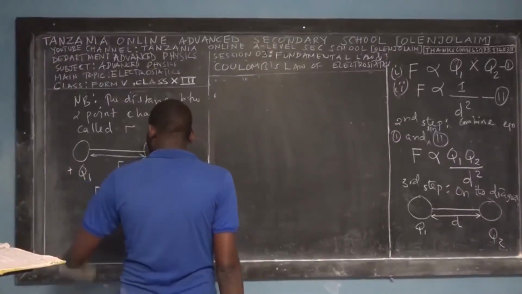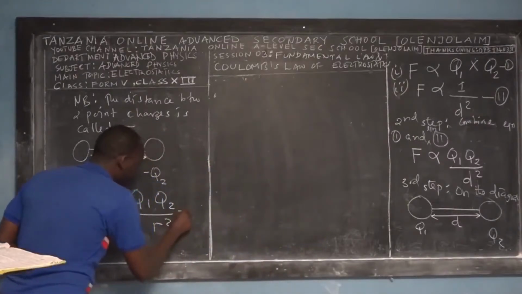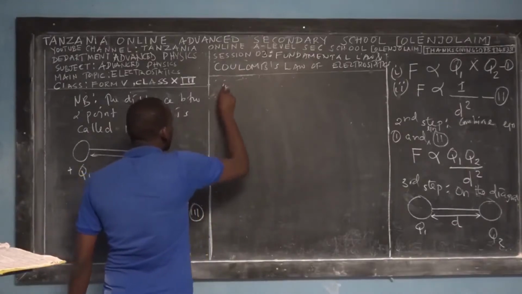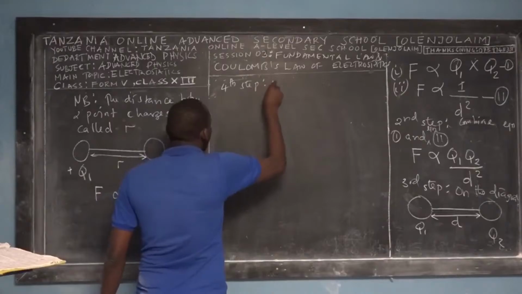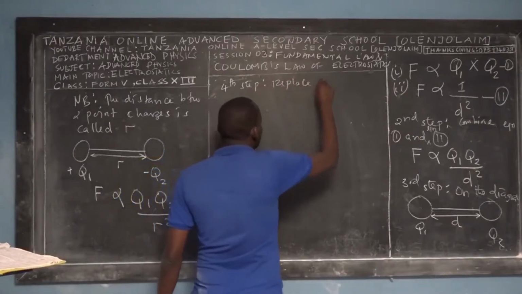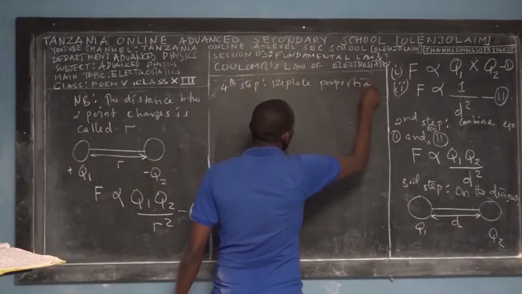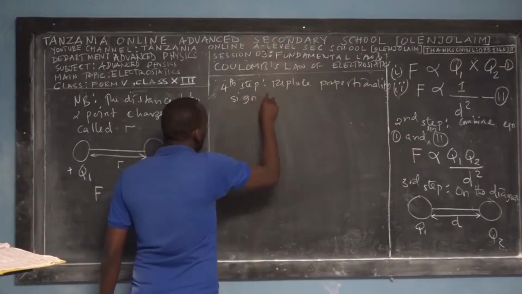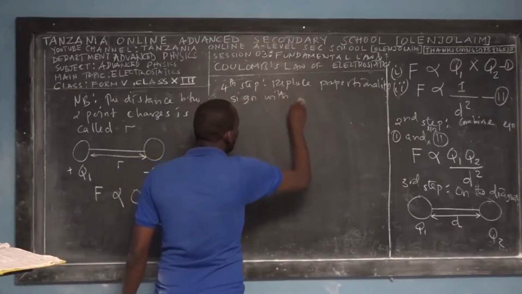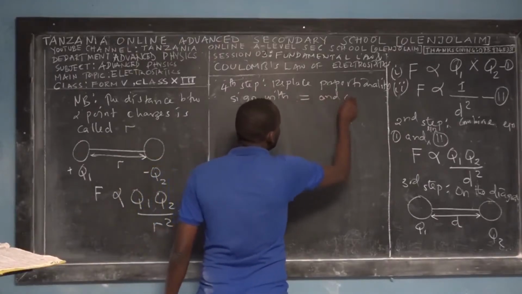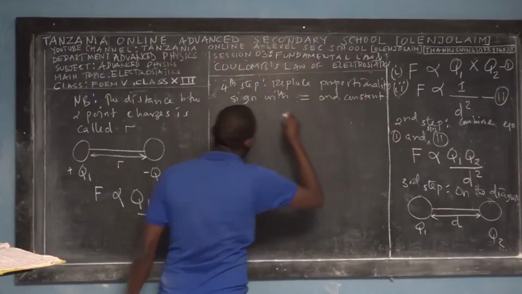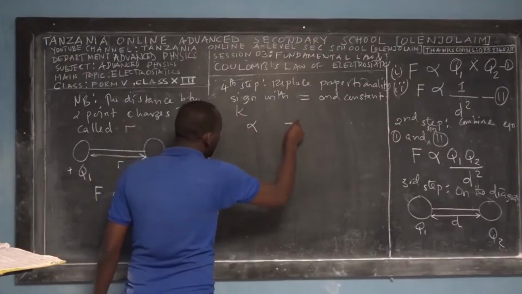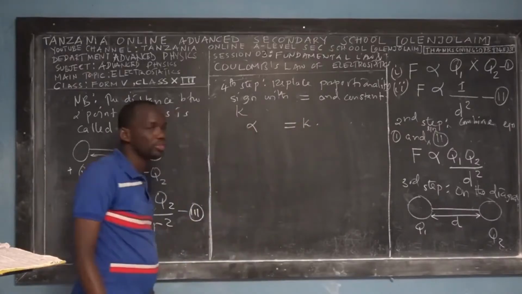So then we say that on the left-hand side, this is question 3, okay? We replace the proportionality sign with an equal sign and the constant K. What does it mean? It means that we replace this proportionality sign with an equal sign, and K is the proportionality constant.